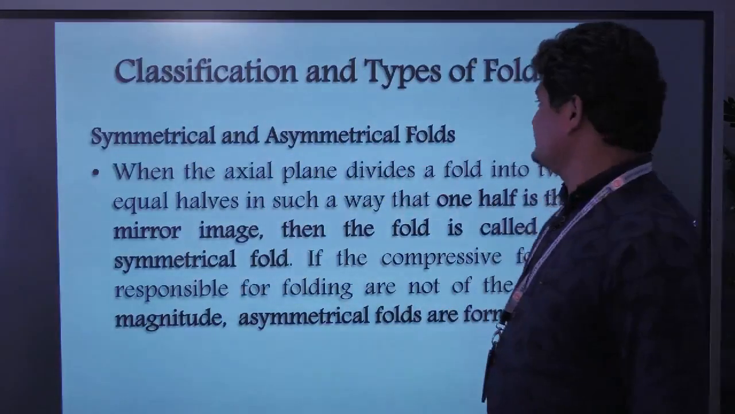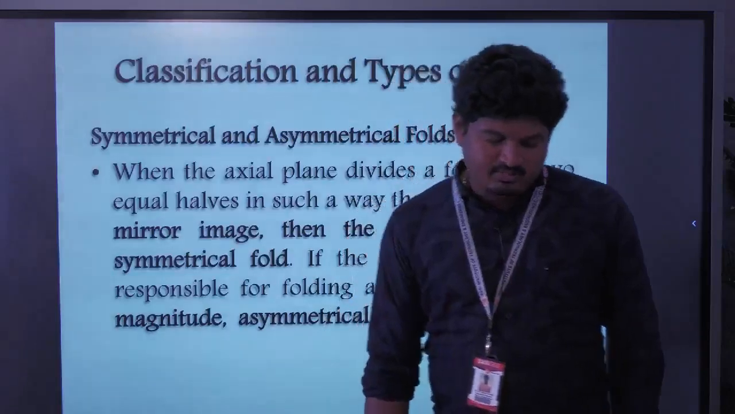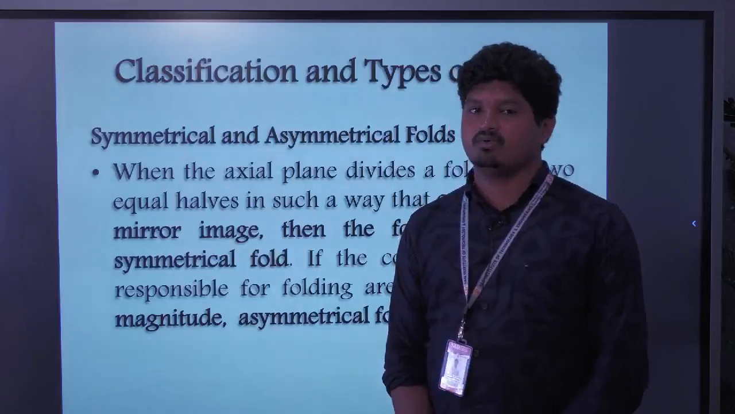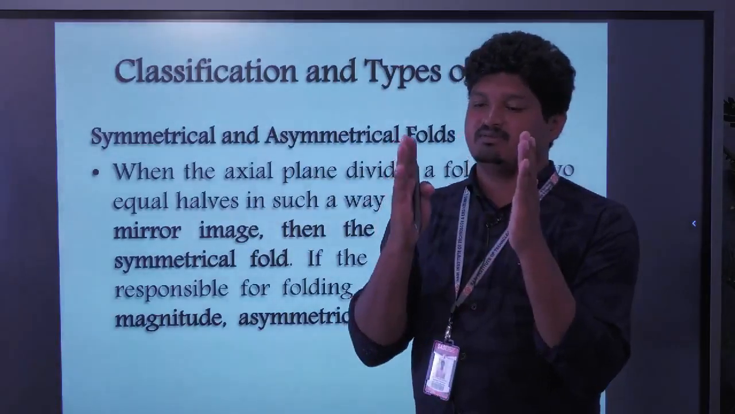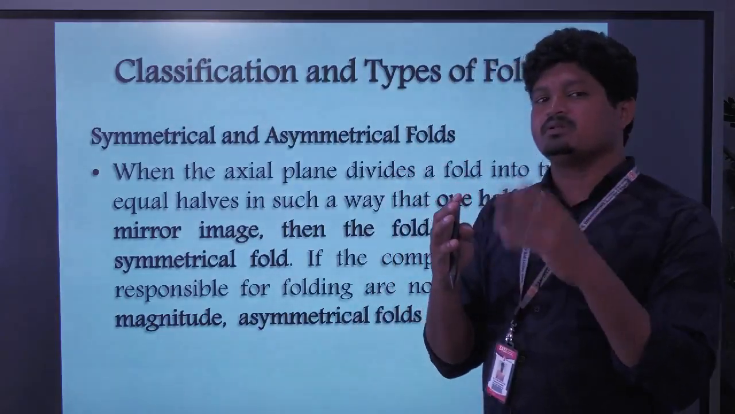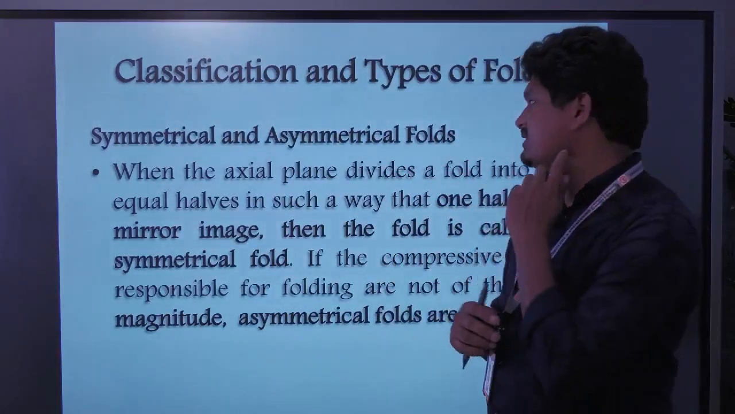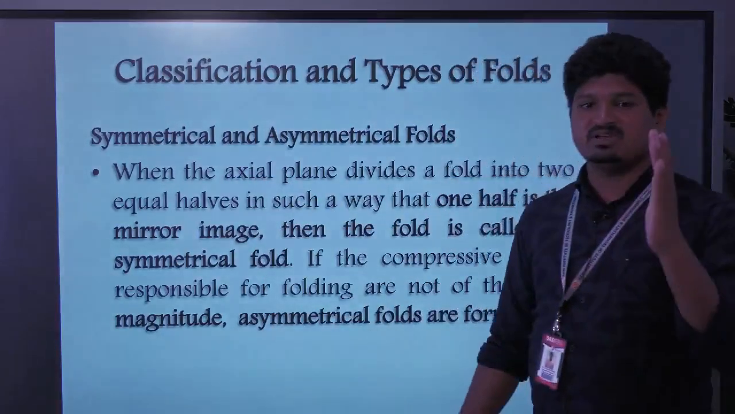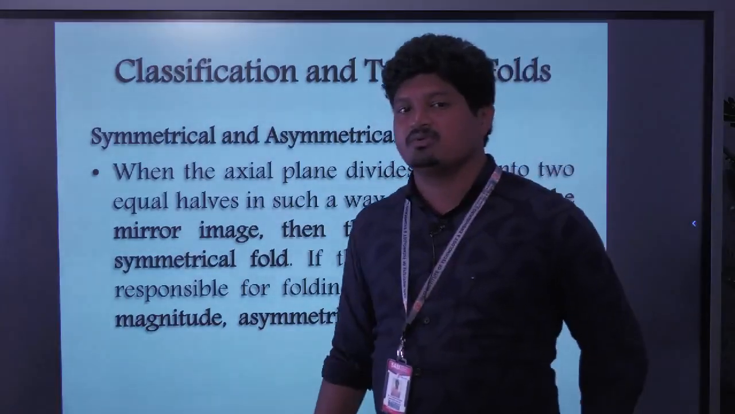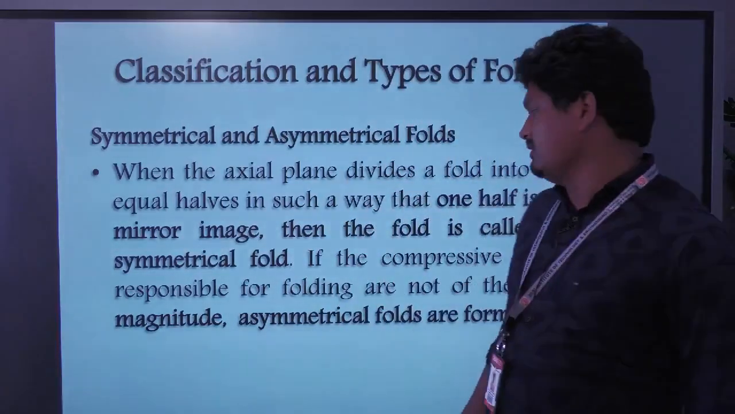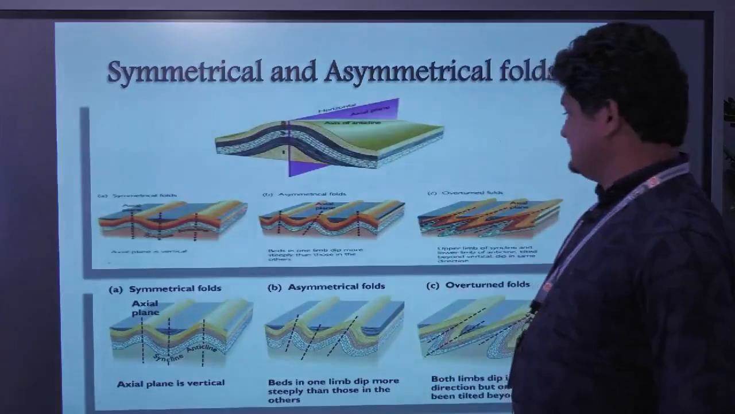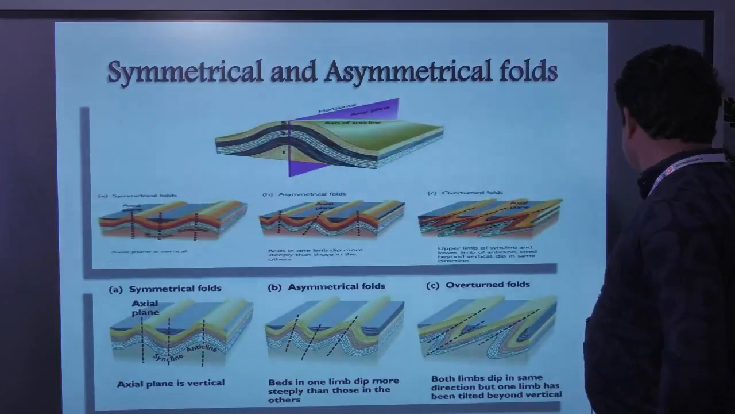Now, symmetrical and asymmetrical folds. Symmetrical means that when you cut the fold, you get two exact equal halves. One half is a mirror image of the other. Asymmetrical means some inclination is identified in the particular fold, so we call it asymmetrical. Let's look at the different types of symmetrical and asymmetrical folds.